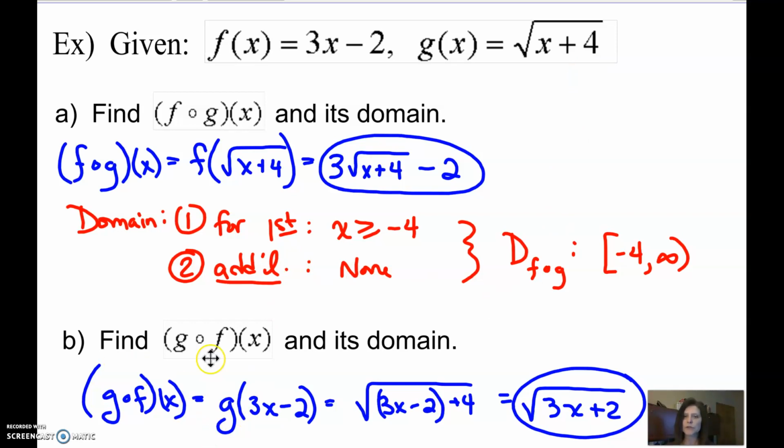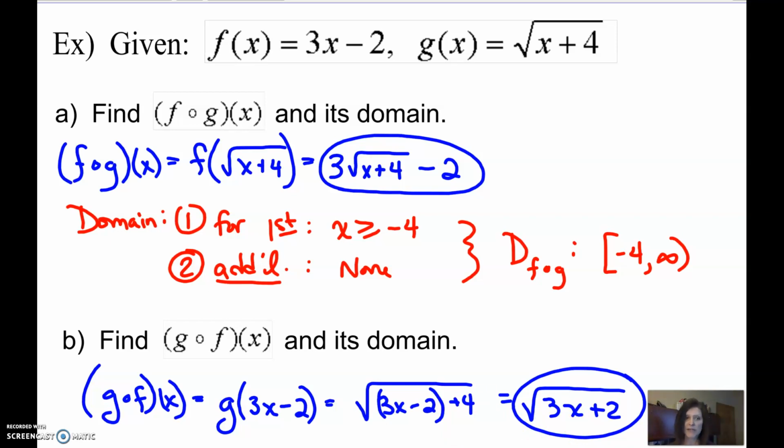If we reverse it and do g of f, all right, so this time we're going to take the f of x and plug it in and replace this x in g. So now I have this quantity plus 4, remove the parentheses and combine your like terms, and we're going to end up with the square root of 3x plus 2.